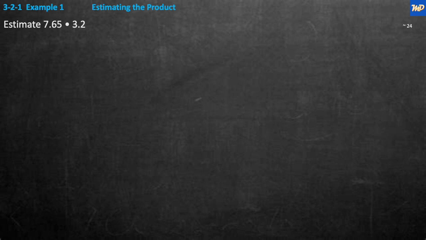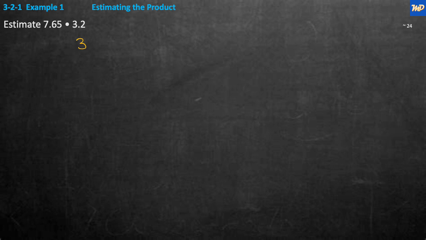Okay, example 1, estimating the product. Estimate 7.65 times 3.2. Earlier, when we looked at the objective, it says to estimate a product, we need to look at the numbers and assume where we could round them, and it looks like 3.2 would round easily to 3.